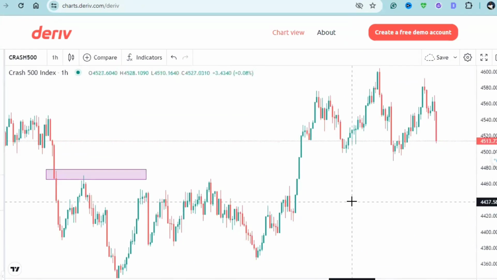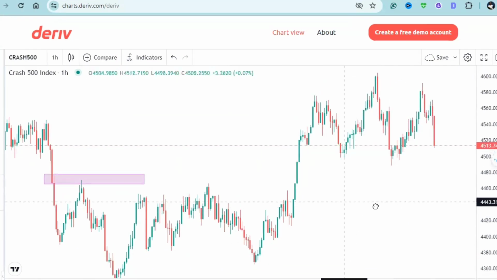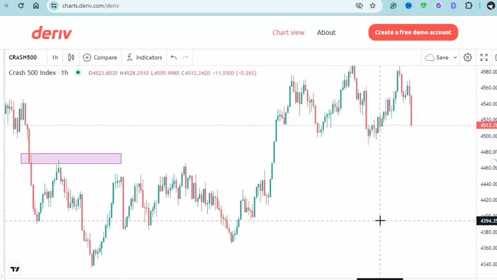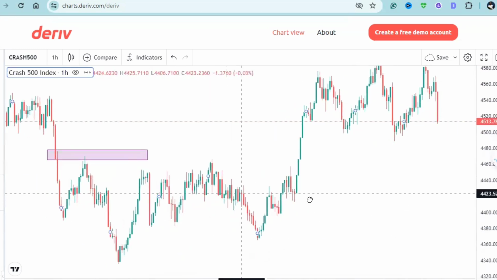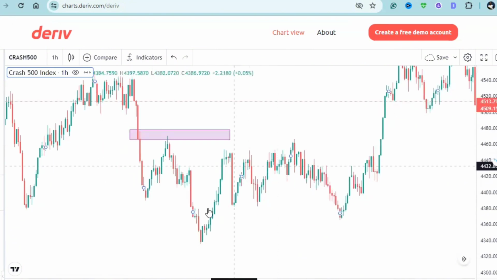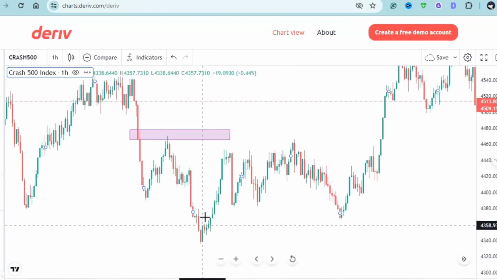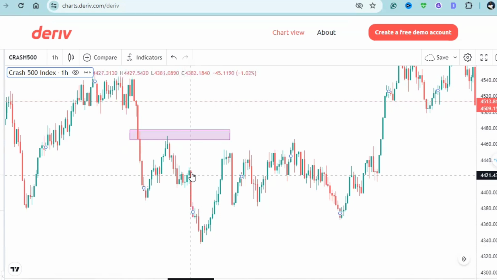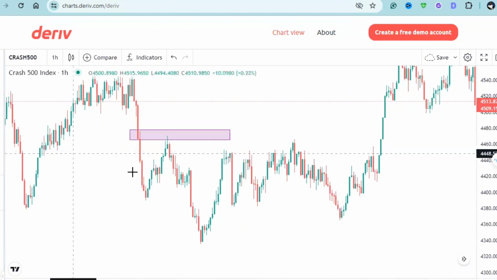Now let's look at another trade. We can also see that this is the same chart of the Crash 500 index. And you can actually narrow this down to any time frame. But then let's just look at this same one. As the market was going back up, it took out this high that was here. So there was a little shift in market structure. And I'll show that to you also in this channel, how you can trade shift in market structure.